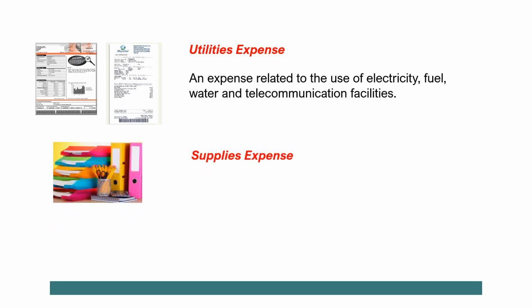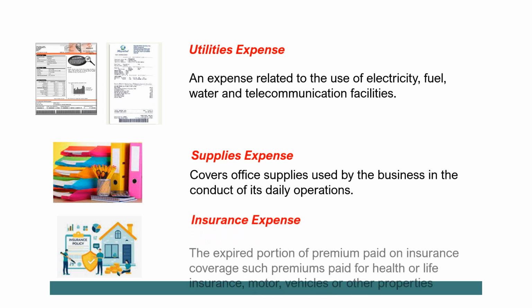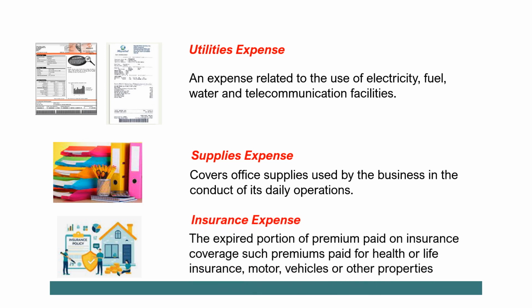Next, supplies expense. If we have in the asset supplies inventory or prepaid supplies, we also have a counterpart for that under the expense category, and that is supplies expense. It covers office supplies used by the business in the conduct of its daily operations. What else? Insurance expense. This is the expired portion of premium paid on insurance coverage, such as premium paid for health or life insurance, motor vehicles, or other properties. Actually, this is the counterpart of our prepaid insurance. The counterpart in the expense category is insurance expense.